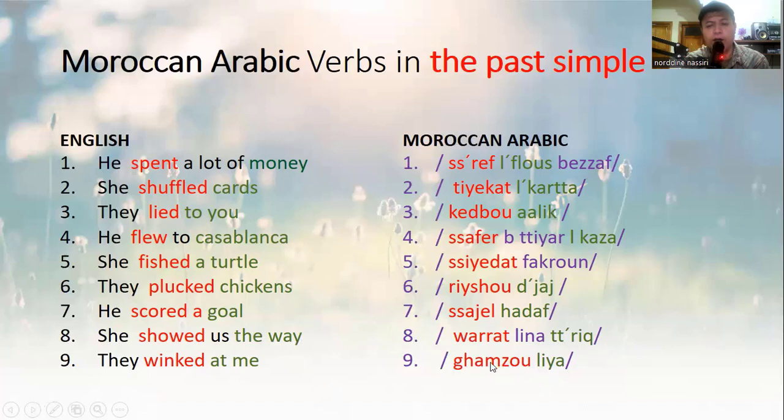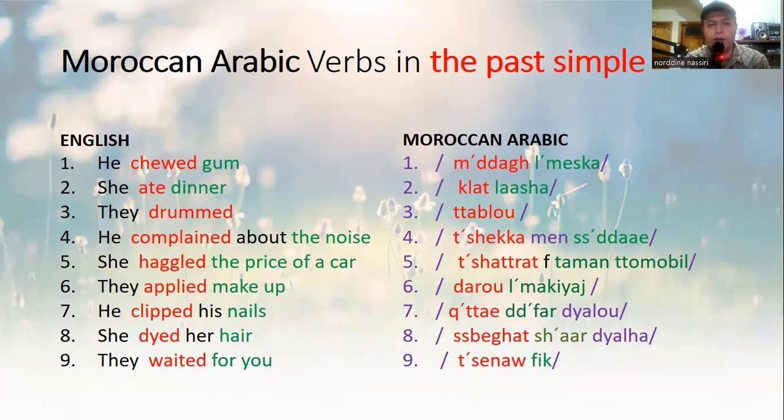Number 9, they winked at me. غمزوا ليا. So to wink is غمز. They winked at me. غمزوا ليا. مضغ المسكة. So gum is المسكة. Chewed مضغ.